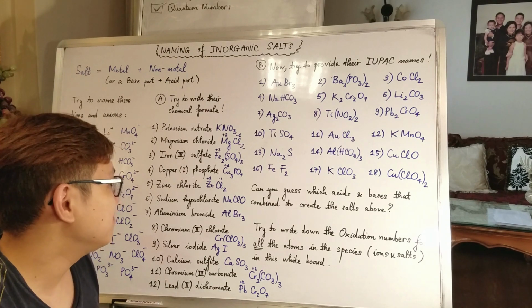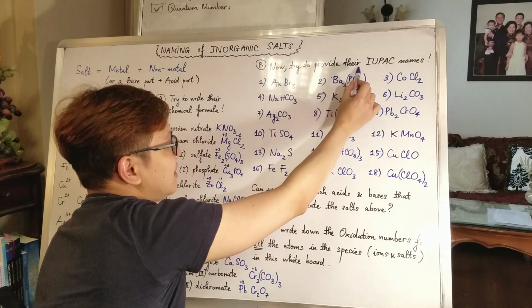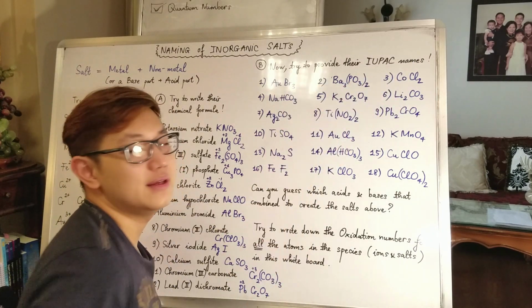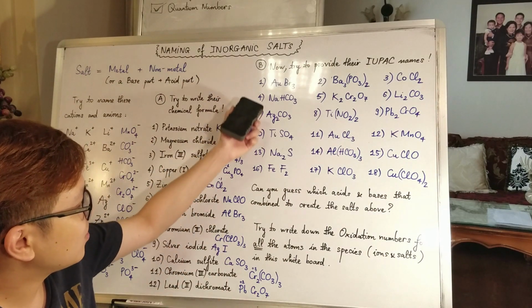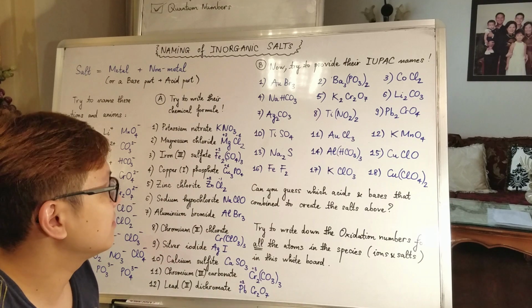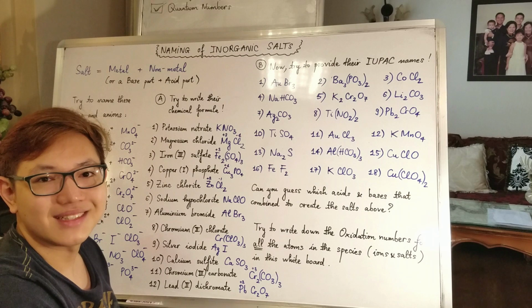Now, let's come to part B. Can you try to provide their IUPAC names? From the chemical formula, you should write their names down. Pause the video, please, for 18 examples.